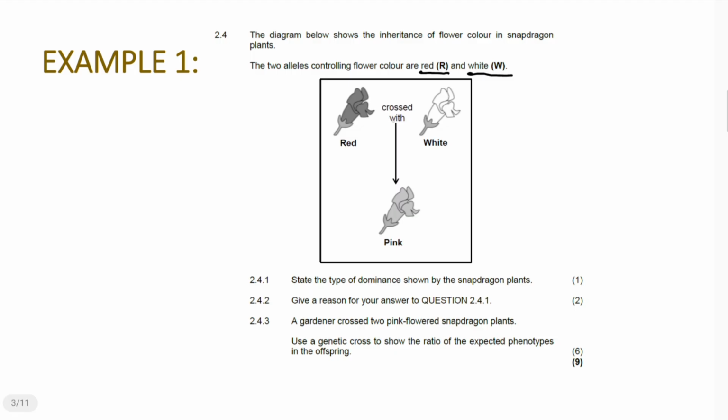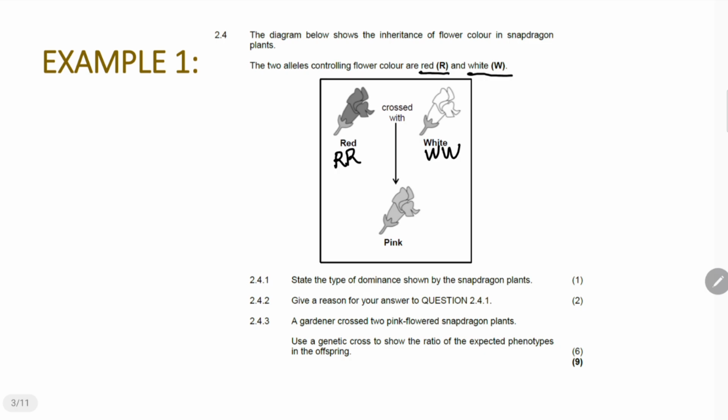Let's look at the example. It says that a red flower is crossed with a white flower. But when this red flower is crossed with this white flower, they produce a pink flower. What happened? So a flower that is red, in this sense, it only makes sense that the red flower has to have the genotype capital letter R, capital letter R. And the white flower has the genotype capital letter W, capital letter W. This is the only way that this red flower is going to be red, and this is the only way that this white flower is going to be white.